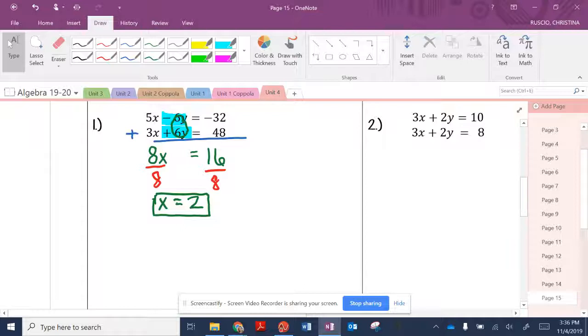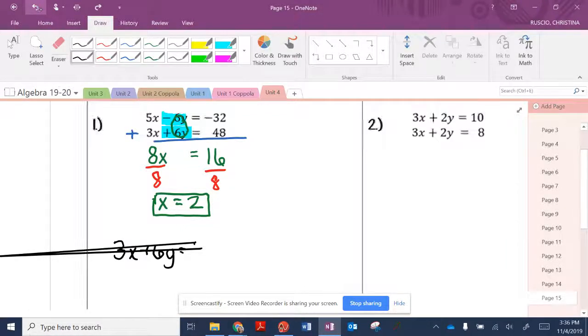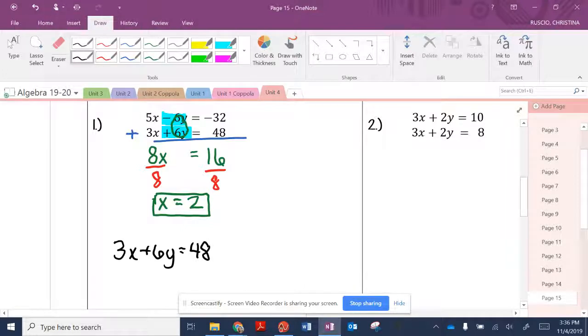So you can play eeny, meeny, miny, mo. I don't care what equation that you use. I personally like to keep it simple. I like to take the easy way out. I hope that you do too. So I'm going to pick the equation that doesn't have as many negatives. So I'm going to write the 3x plus 6y down, equals 48. Okay, equals 48 on my paper.